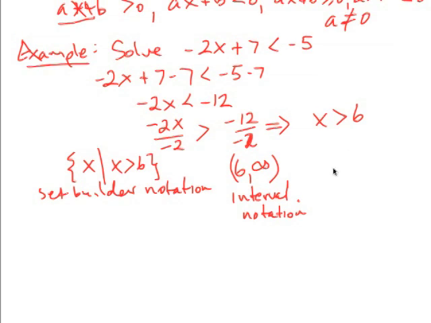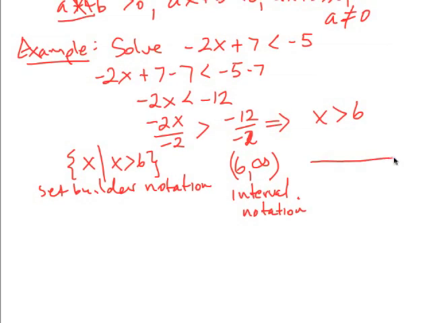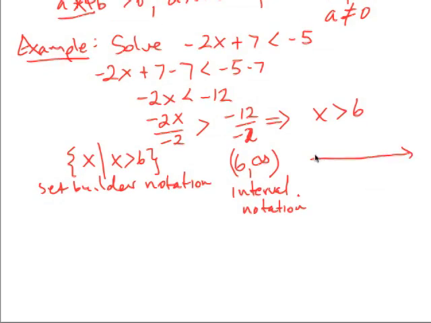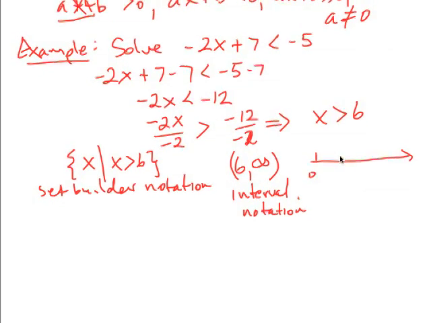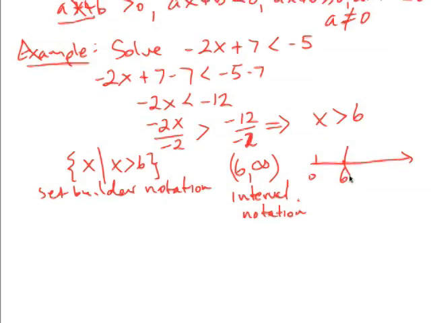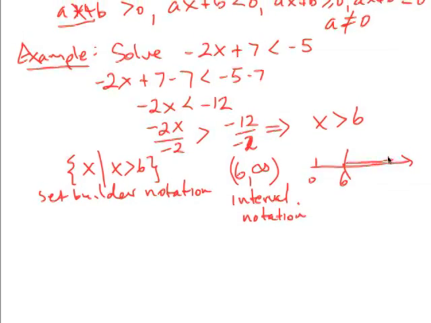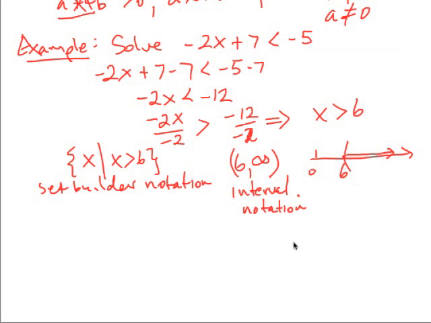Another way we could do it is to use a number line. Let's suppose here's 0, and here's 6. Then we'd use a curved bracket, and it would be this set here. So this is a graph of it, if you like. There are the 3 different ways we can write the solution.